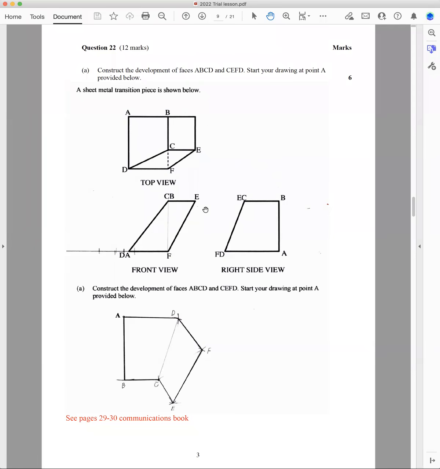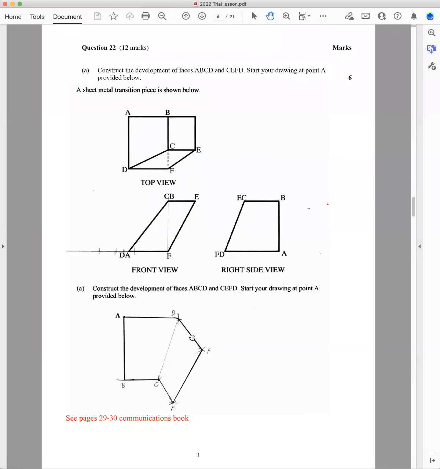Now, in the HSC, I'm sure you won't be asked to develop more than 2 sides. If you were asked that, it'd be unreasonable because it's repetitive and it takes a lot of time. Even though this question's worth 6 marks, you really don't want to have to be doing repetitive actions during an exam. Now, this is explained in pages 29 and 30 in the communications workbook, but I'll just explain it fairly quickly now.